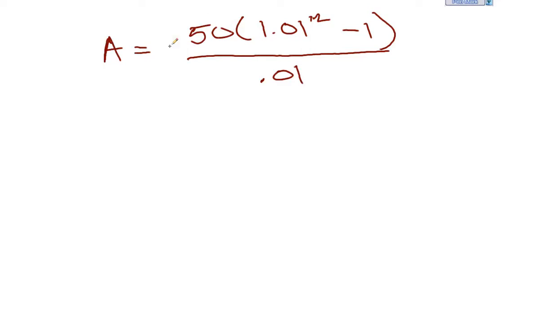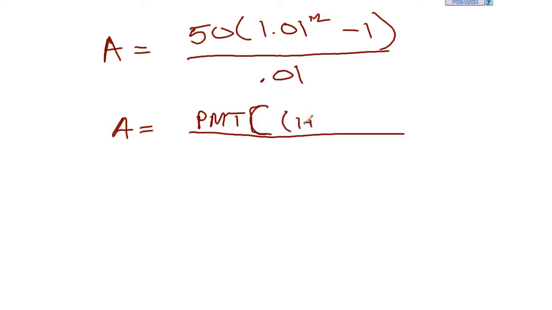Now the observation that we can make here is that generically this formula is, well, A equals $50 was our payment, so let me abbreviate that PMT. 1.01 to the 12th, well hey, that's really just, I'm going to put a square bracket here, 1 plus R over N, the APR divided by 12, divided by 12 months, raised to the, well, what's this going to be?